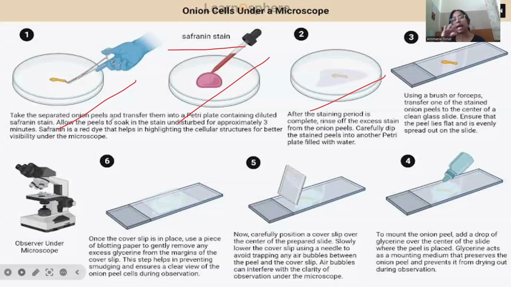So lightly, you're not going to wash it very roughly, you're going to rinse it. Lightly rinse the onion peel. Okay, so the peel will have a very light pink color. It is a transparent peel.